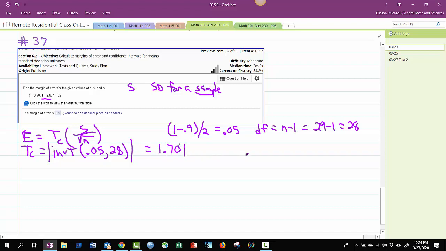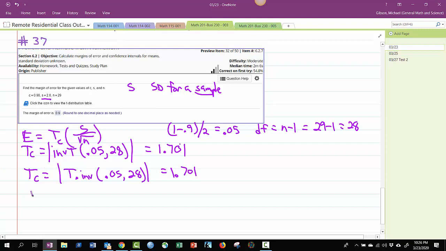If you wanted to do this in Excel, you would get TC equals absolute value T.INV. And this time, the numbers are exactly the same in the same order. And we would get the same 1.701.